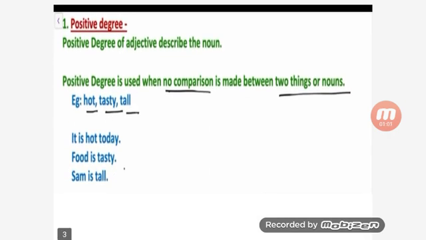So, first we will take the positive degree. The positive degree of an adjective describes the noun, and the positive degree is used when no comparison is made between two things or nouns. For example, hot, tasty, tall. And let's take more examples. It is hot today. Here we are simply saying about the day, and we are not comparing it with any other day. So it is a positive degree. Next example, food is tasty, and we are simply saying about the food and we are not comparing it with any other food, so it is a positive degree. Same with the third sentence, Sam is tall. Here we are simply saying that Sam is tall and we are not comparing him with any other person, so tall is a positive degree.